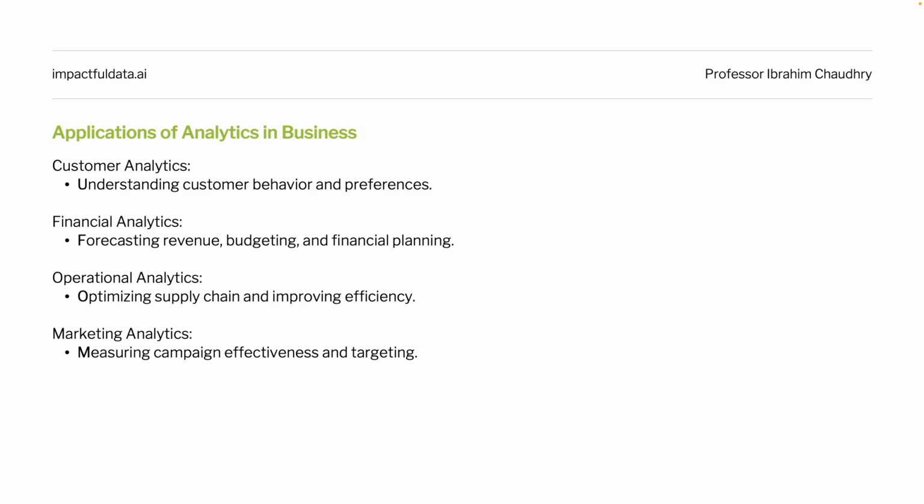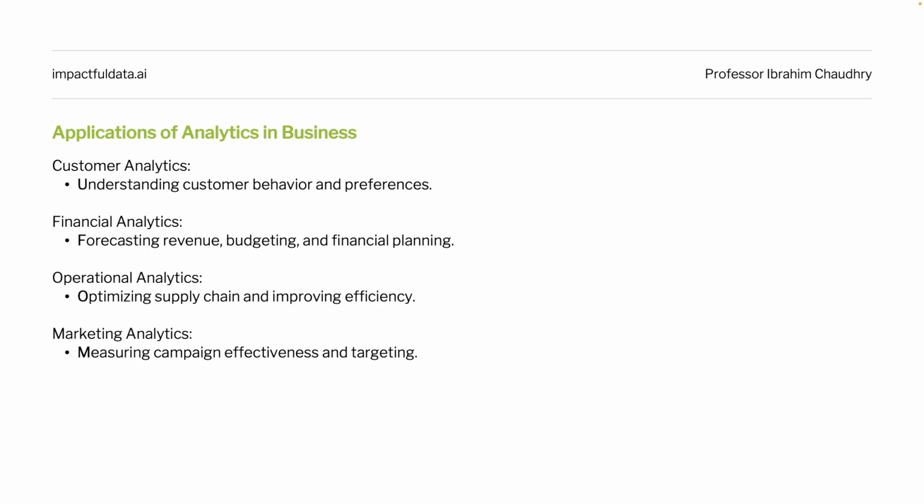So now that we know the tools and some of the high level understandings of how to attack an analytics problem, really there's a lot of different ways you can apply analytics to different aspects of a business. The four key areas that I often look into are customer analytics, so really understanding customer behavior and preferences. There's financial analytics, forecasting revenue, costs, budgeting, and financial planning. This really helps organizations figure out where they need to allocate resources to make sure their business continues to remain strong and continues to grow.